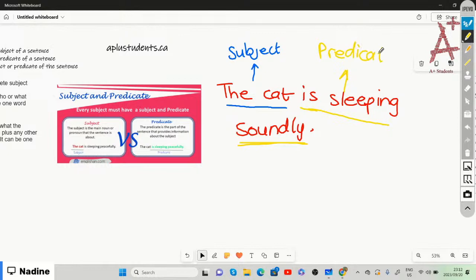Because remember, we said that the predicate is either just the verb, so this is the verb, or it's basically every other word after that also tells us about the cat. That is why we're saying that a predicate gives information about the subject. So here we have the subject, which is the cat, and the information that is given about the cat is the fact that the cat is sleeping soundly. You are basically telling us what the cat is doing. It is sleeping soundly.